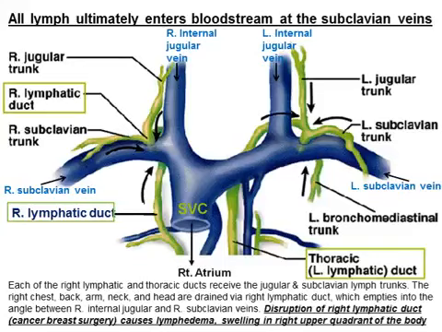Please note that if you disrupt or cut the right lymphatic duct, what will happen? For example, in case of breast cancer surgery, the condition is called lymphedema because there will be swelling in the right upper quadrant of the body due to leakage of the lymph in the interstitial space.